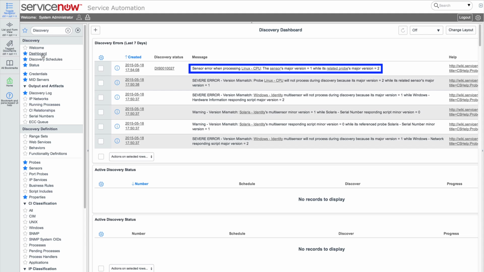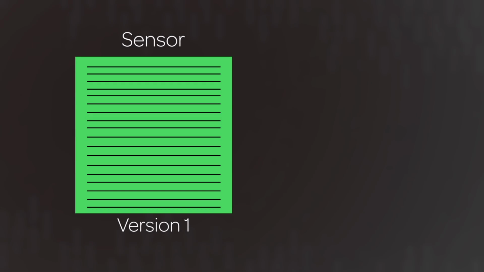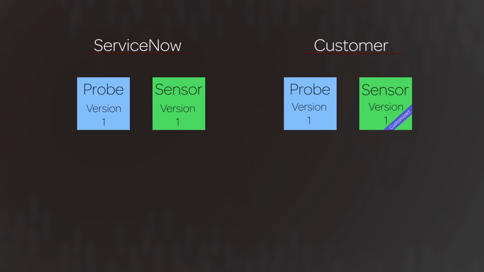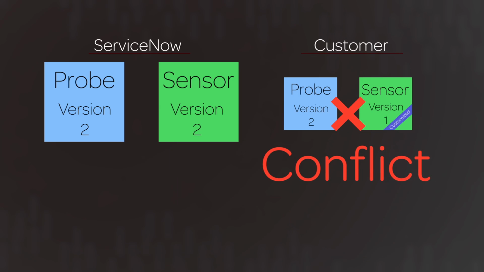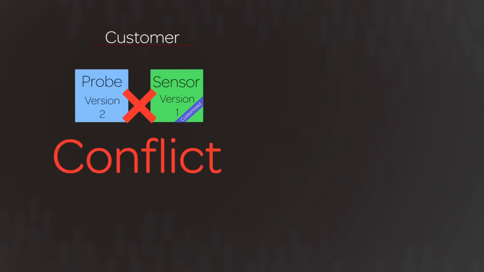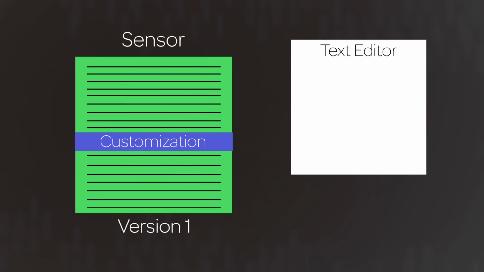We'll use this major version conflict as our example, but you would use the same approach to resolve minor version conflicts. Our major version conflict occurred because we customized the sensor, so upon upgrade, the new sensor was not applied. But we didn't customize the corresponding probe, so the new version was applied to the probe during the upgrade. Thus, our sensor's major version remained 1, while the corresponding probe was upgraded to version 2.